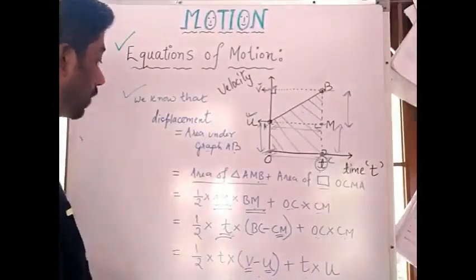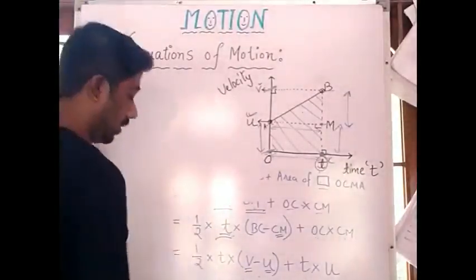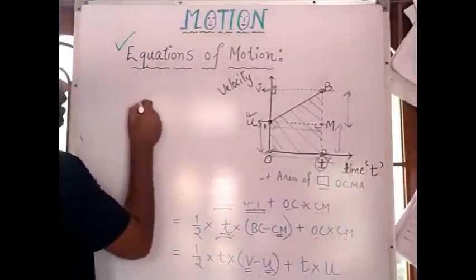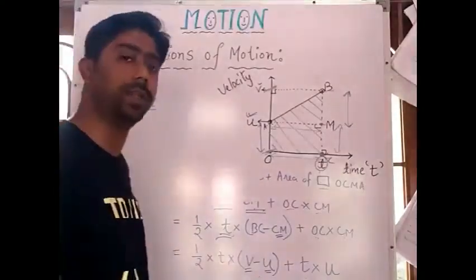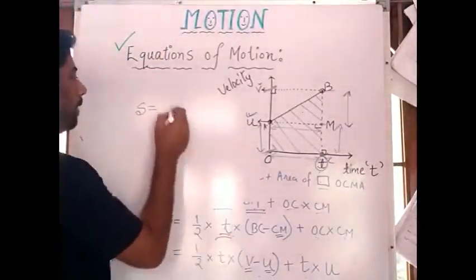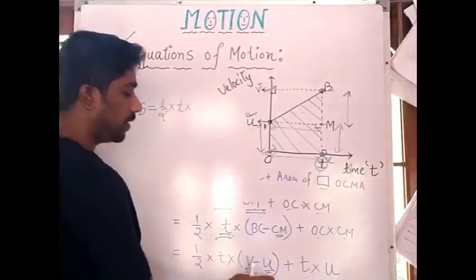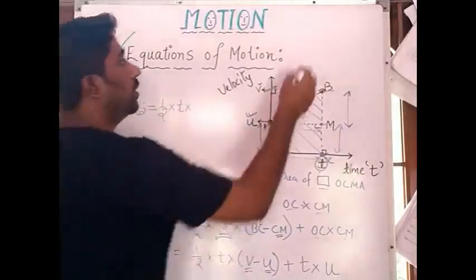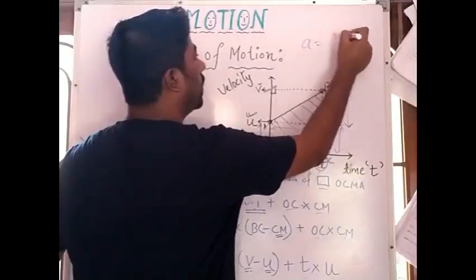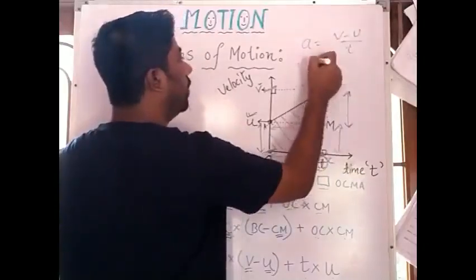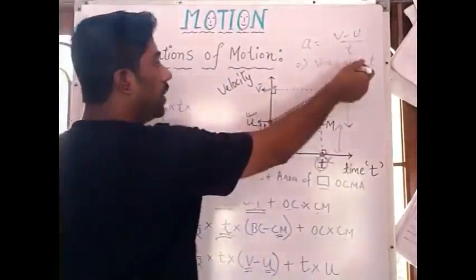Now you see, if you calculate this, what will happen? On the left hand side we had displacement, so we can use S to represent displacement. Half of t. Now this is v minus u. If you recall the last formula, somewhere we got a step like this: a is equal to v minus u by t. So v minus u is equal to a into t. Somewhere we got this intermediate step. So we will use this concept here.